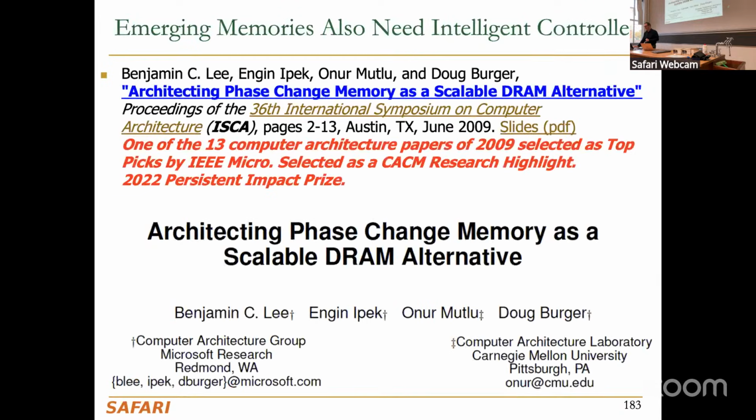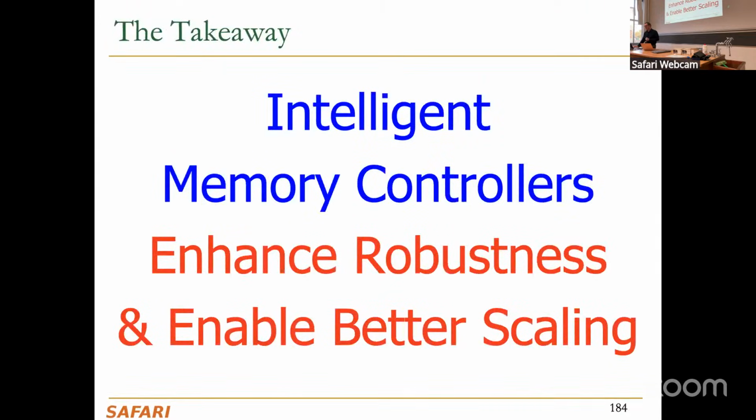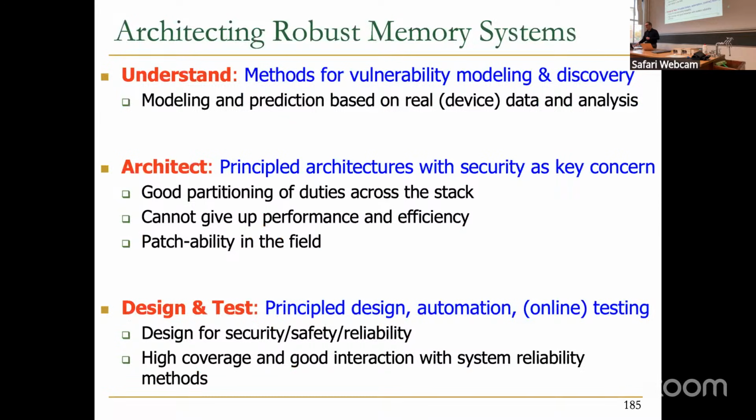It's not going to be robust, because an attacker will be much more motivated to actually do something than you. Okay. So I think in the end, the takeaway is that intelligent memory controllers enhance robustness and enable better scaling. And I think this is a general approach that can protect all types of memories. So what is the approach that we have been taking? Again, not so formally, but I think there are 3 steps really. These 3 steps can happen in a coordinated way and also concurrently. And I think we need to do everything concurrently in general.